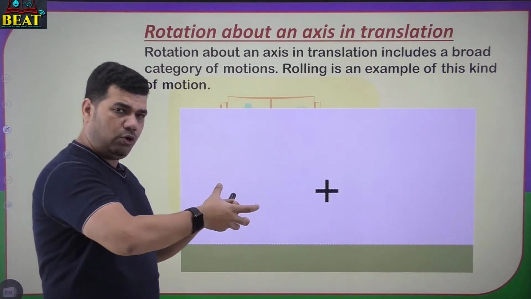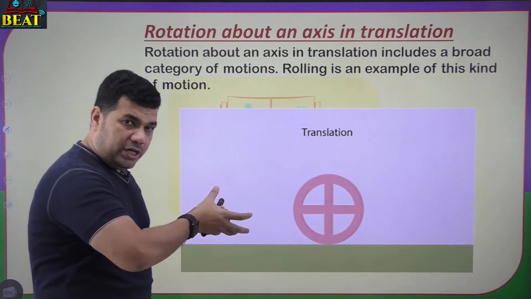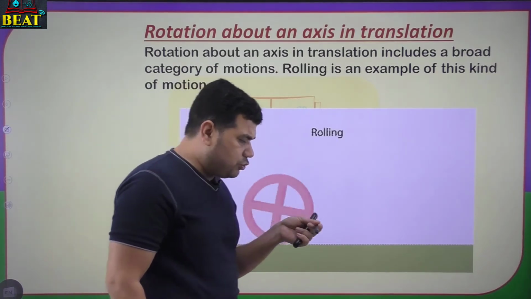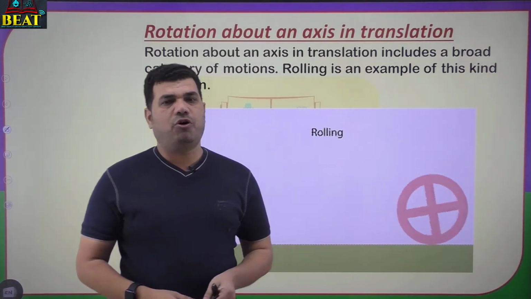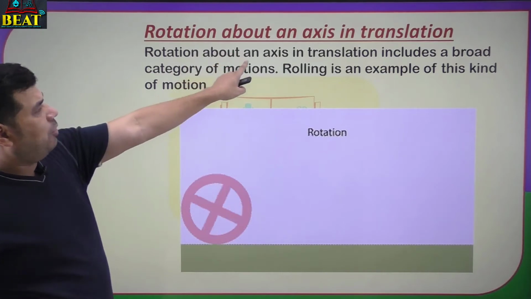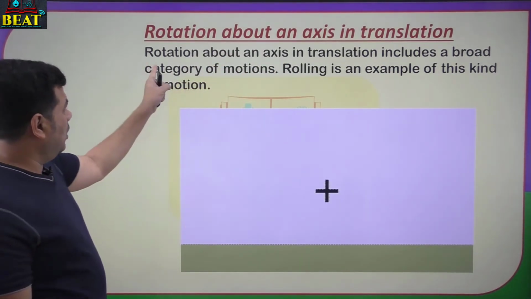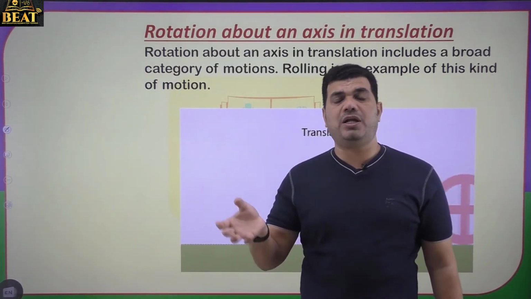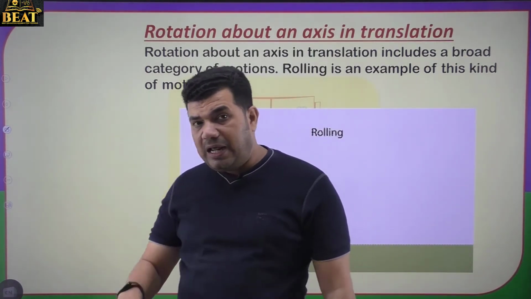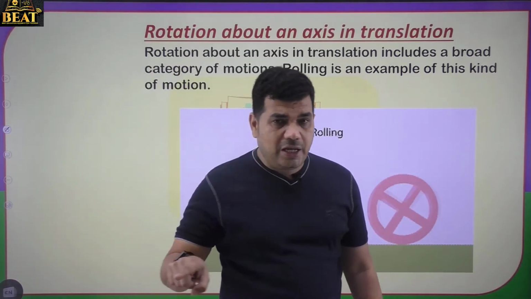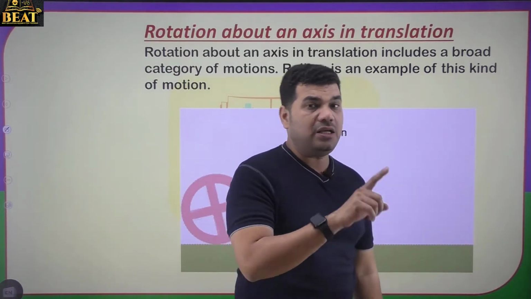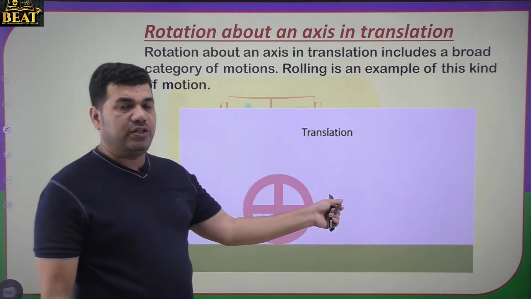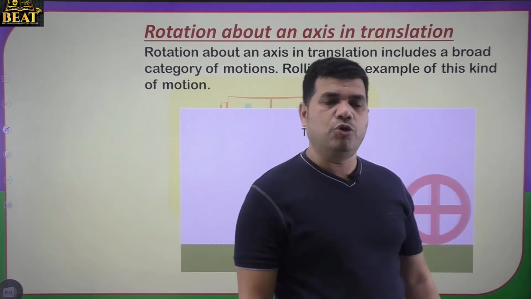A body is rotating about an axis, and that axis is also in translatory motion. So this type of motion is known as rotation about an axis in translation. And all these things I have already told you. The rotation of a body about an axis, and that axis may also be in translatory motion, maybe in straight line motion. As you can see here, rolling is one example of this type of motion.